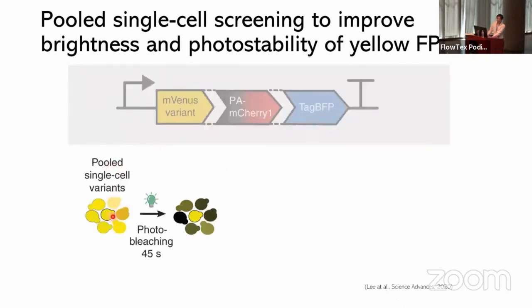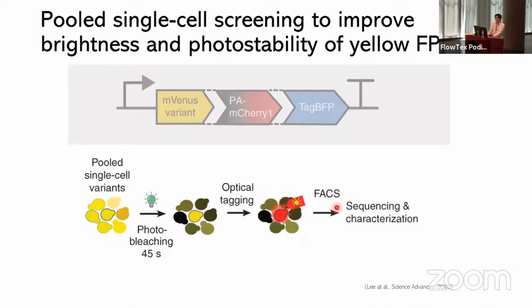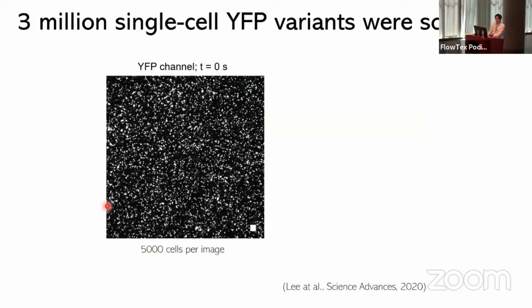So we developed a single cell library where individual cells are expressing a different type of mVenus variant. We then photobleach the cells on the microscope for 45 seconds. And once the software identifies a cell that shows high photostability, we optically tag them and sort them and then sequence and do a downstream characterization to identify what mutation caused the beneficial phenotype. So this will be a typical image that you see. In total, we screened around 3 million variants. And once again, you see several thousand cells per image. And this is just one of about 100 images that you see when we do our screening.